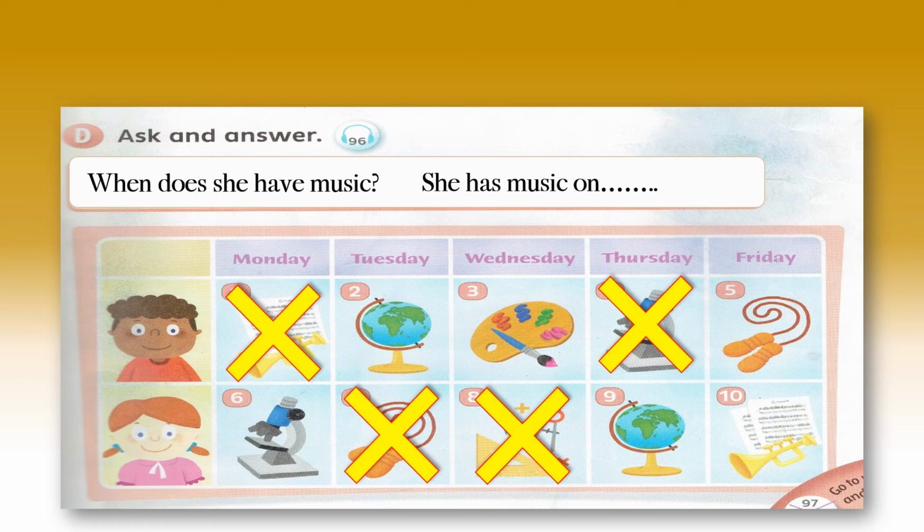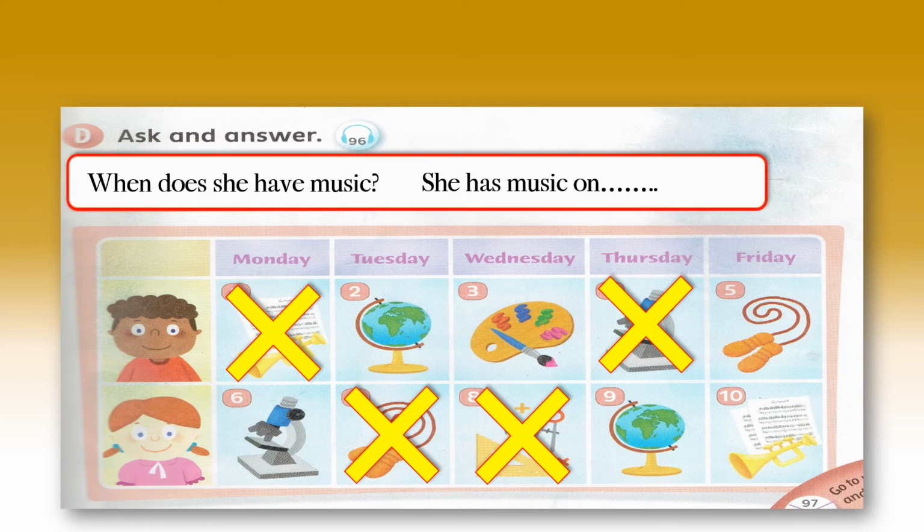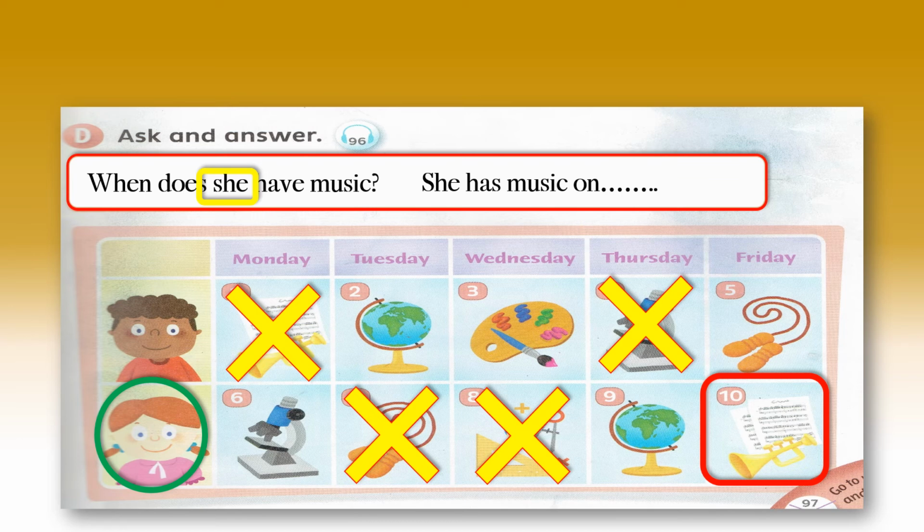Okay, next one. When does she have music? So we're saying she. So we know it is the girl. Where is music on her schedule? What day? Can you see music? There it is, number 10. So our answer is she has music on Friday. That's right. She has music on Friday.